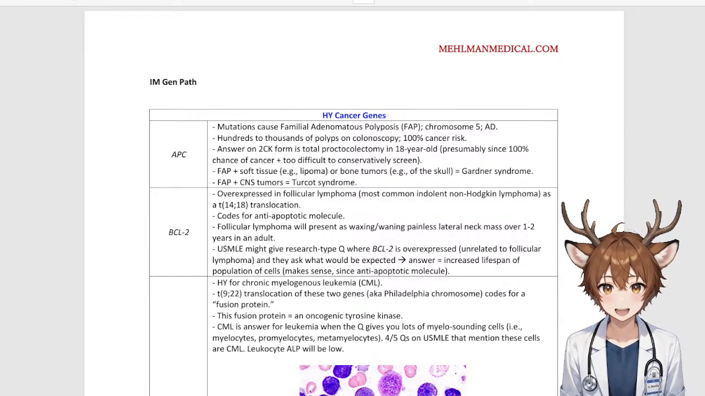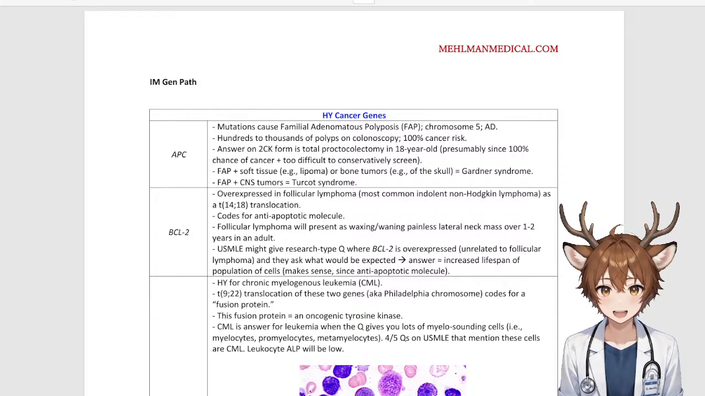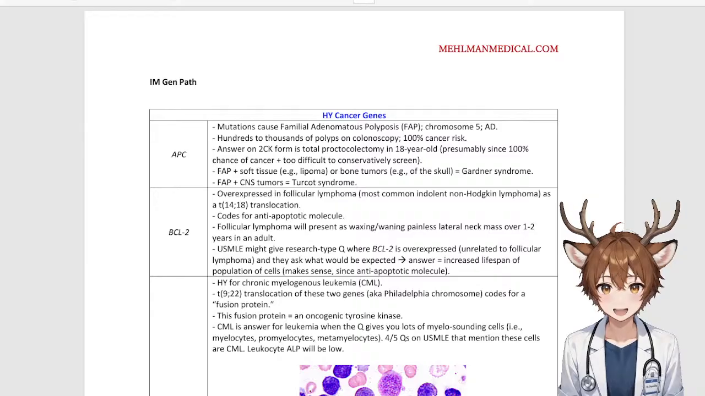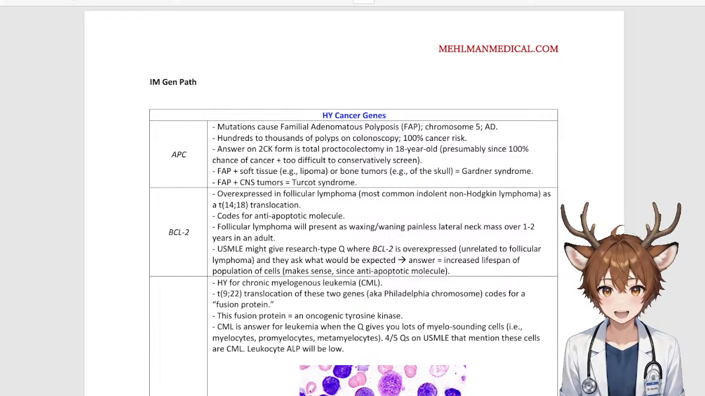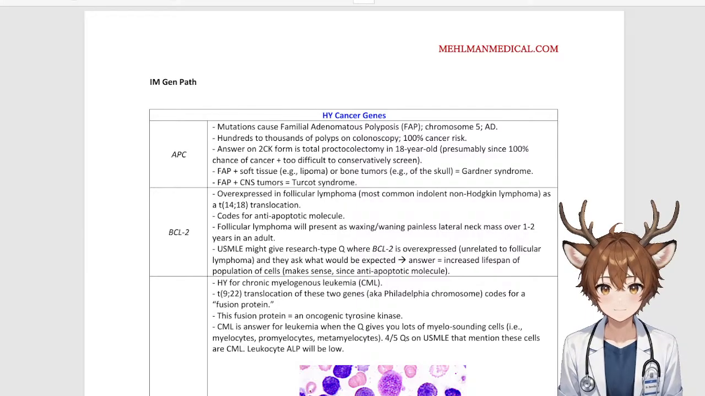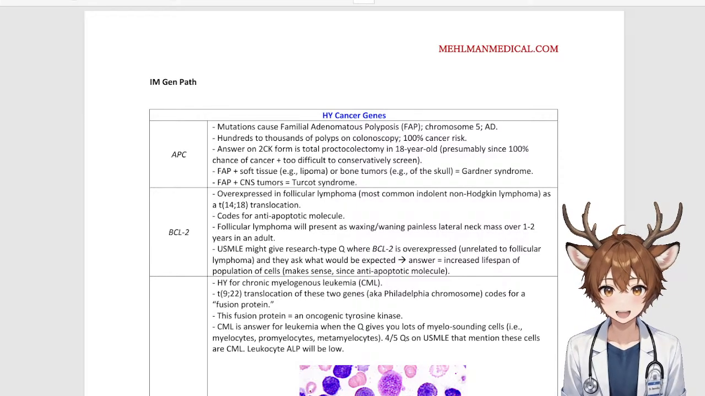USMLE might give you a research type question where the BCL2 is overexpressed, unrelated to follicular lymphoma, and they ask what would be expected. The answer should be increased lifespan of a population of cells, which makes sense since it's an anti-apoptotic molecule.